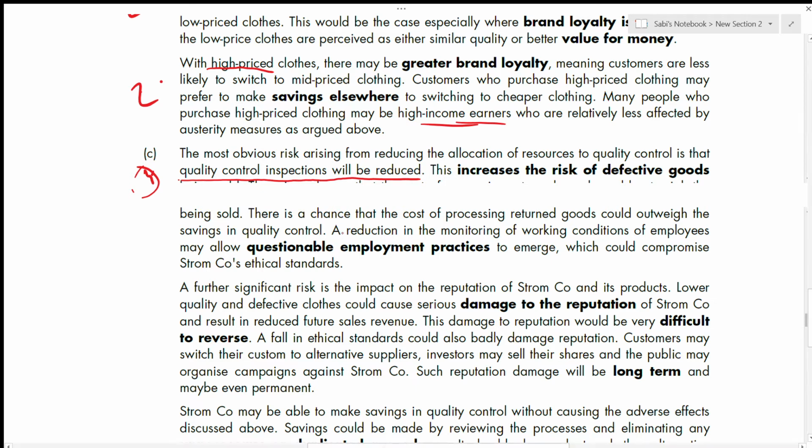So a reduction in the monitoring of working conditions of employees, right, may allow questionable employment practices to emerge which would compromise the company's ethical standards.